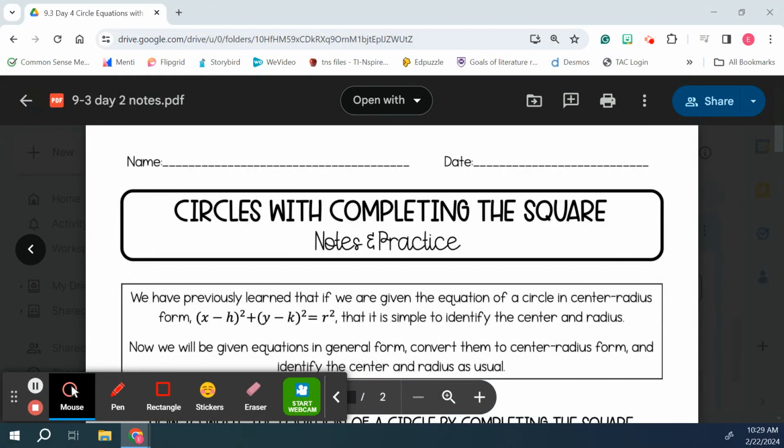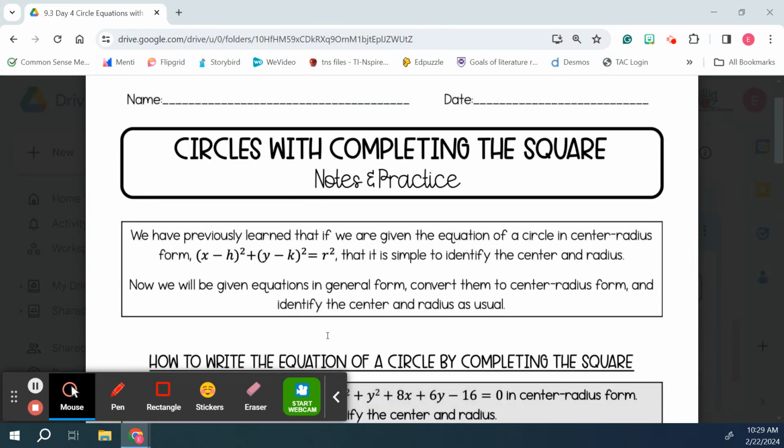Okay, circles with completing the square. So we're on notes and practice. We have previously learned that if we are given the equation of a circle in center radius form, that is x minus h quantity squared.